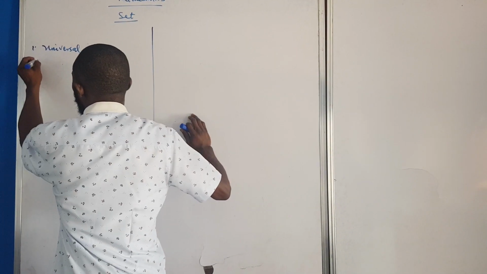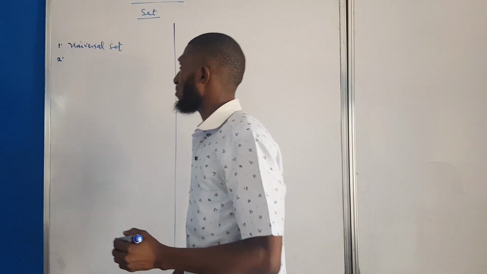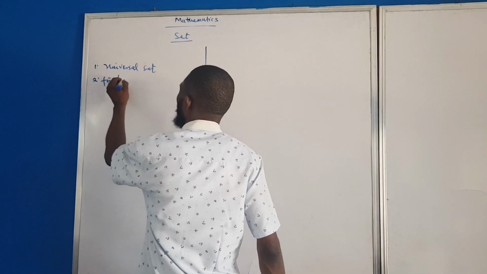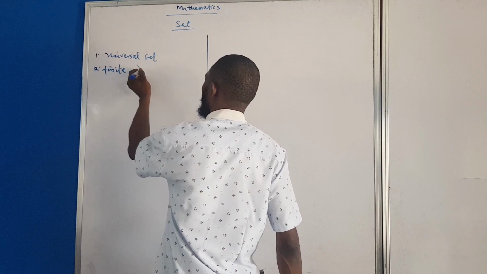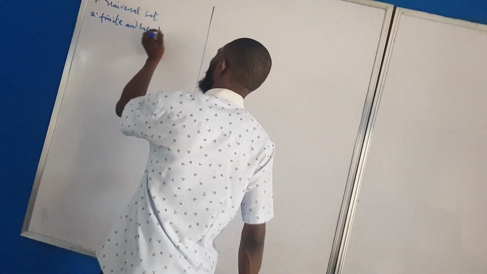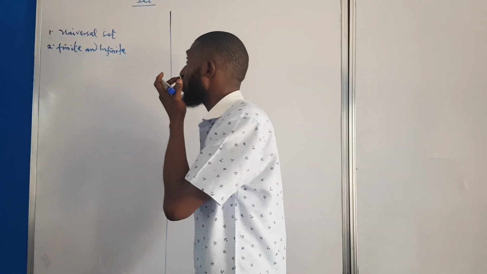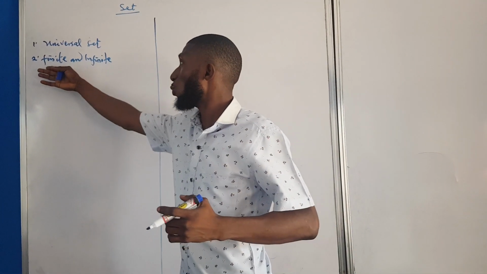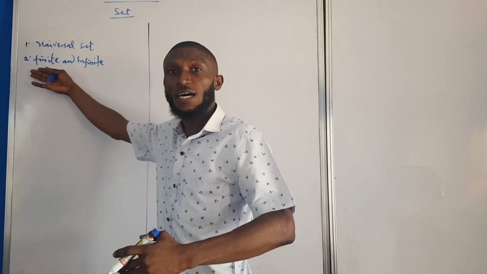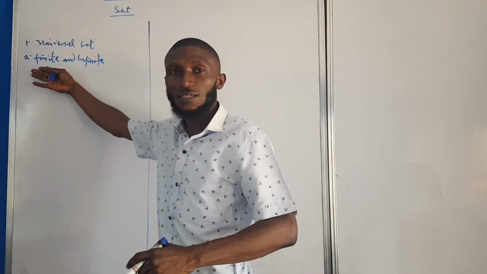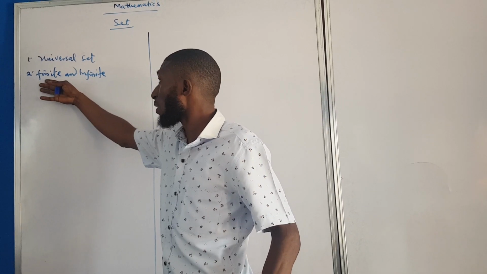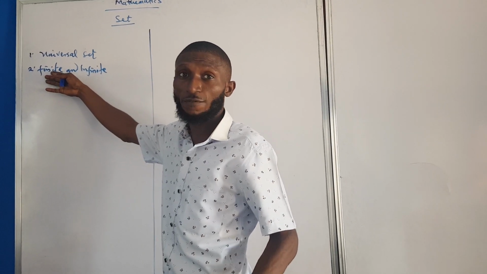Then we have types: we have finite and we have infinite sets. Under this universal set, it can be given in the form of a finite or infinite set. If you have the last member, you know all the elements in the group or in the set, we call it a finite set.